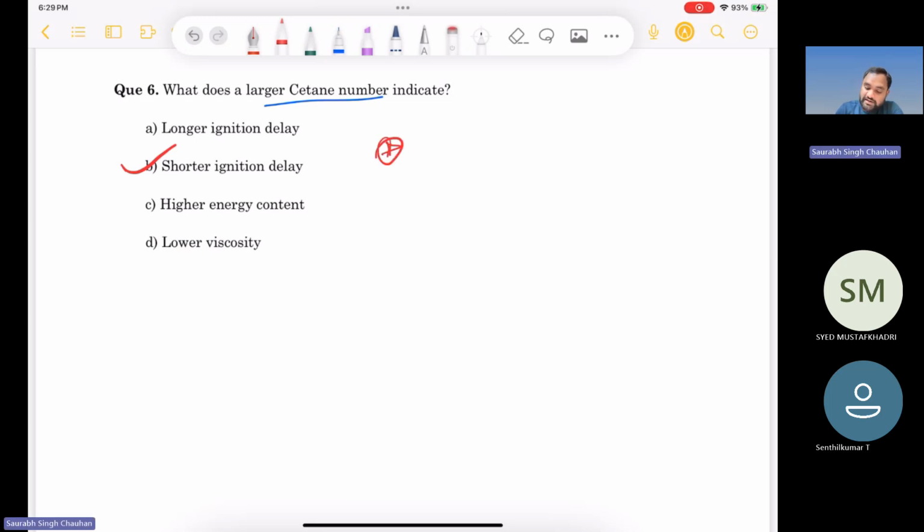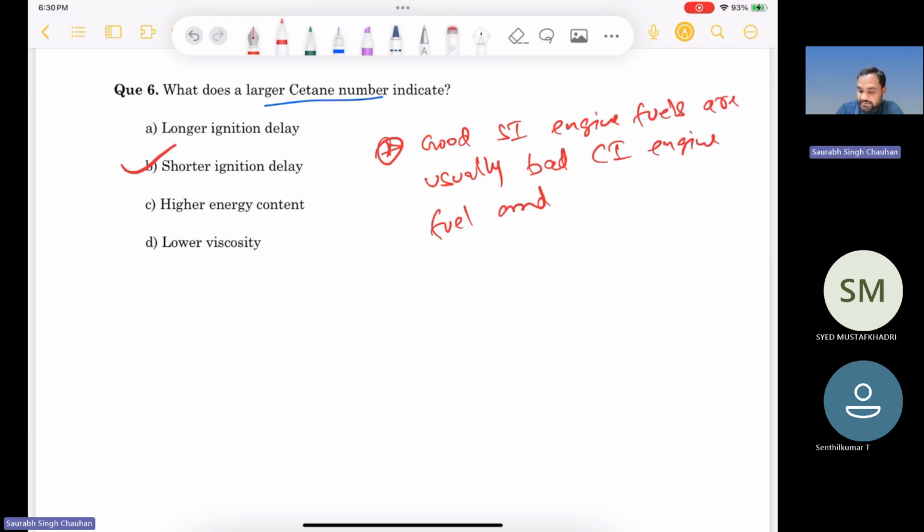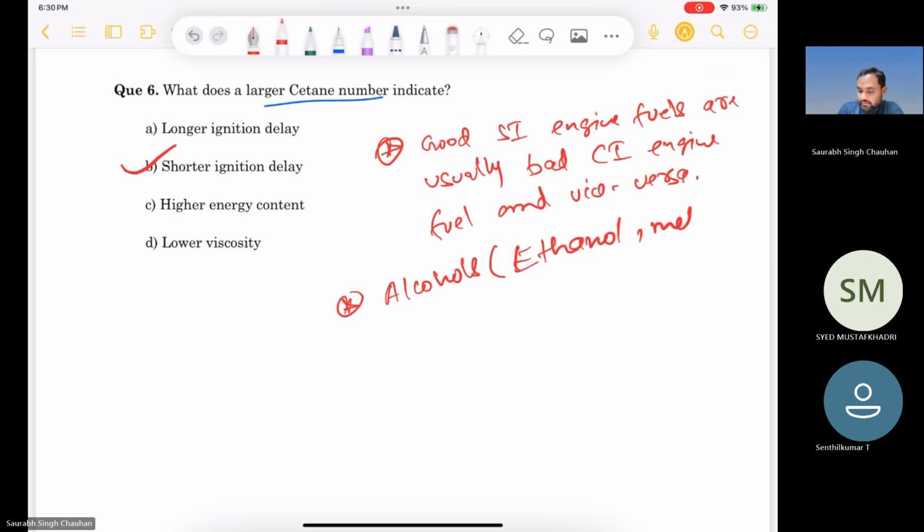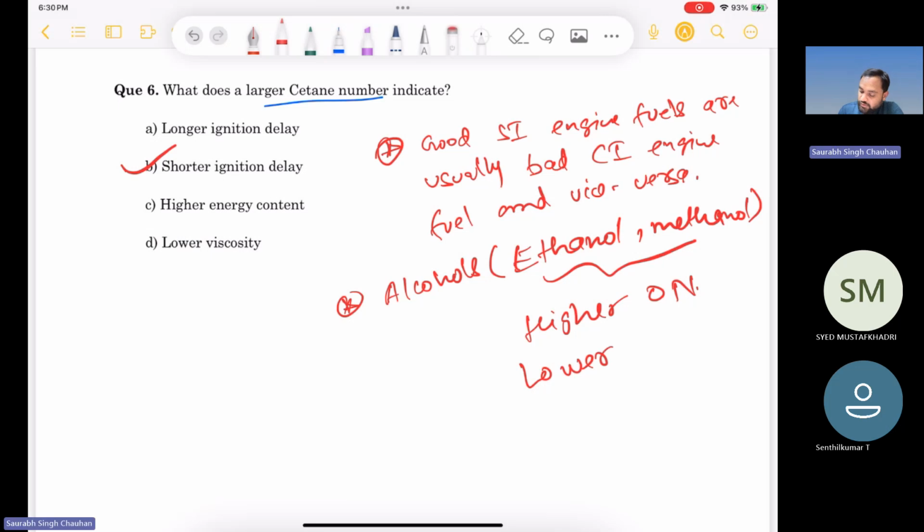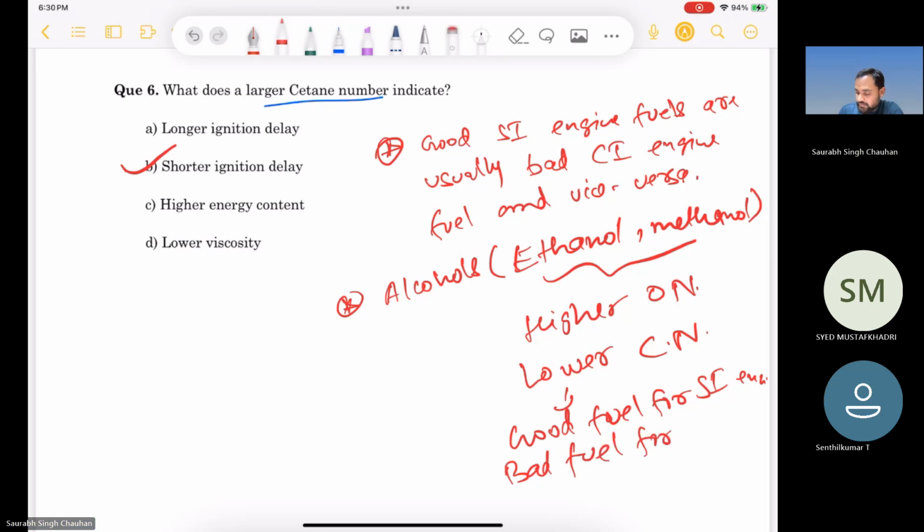And also you can note that good SI engine fuels are usually bad CI engine fuels and vice versa. For example, alcohols, ethanol, methanol, these have higher octane number and lower cetane number. So they are good fuel for SI engine and bad fuel for CI engine.